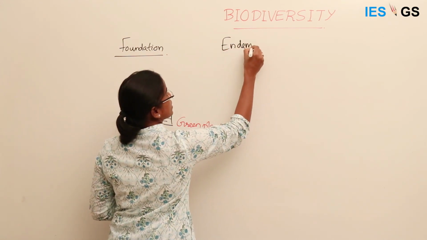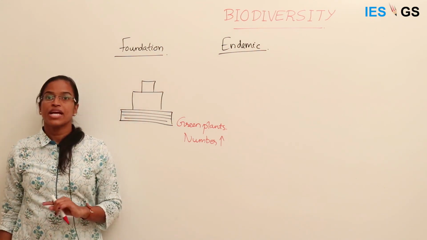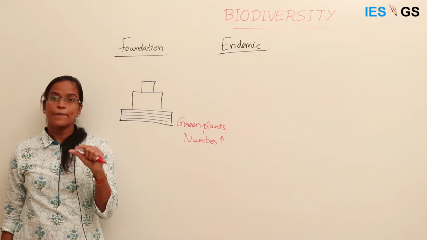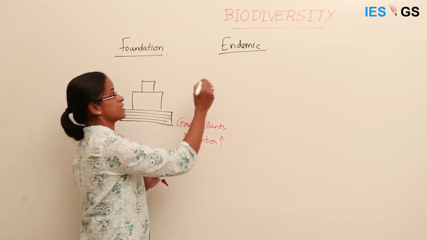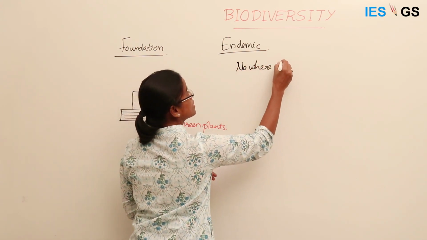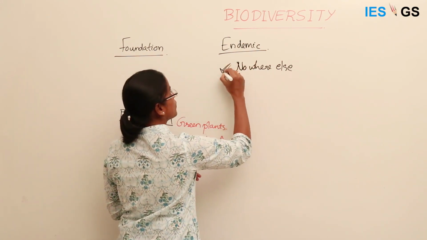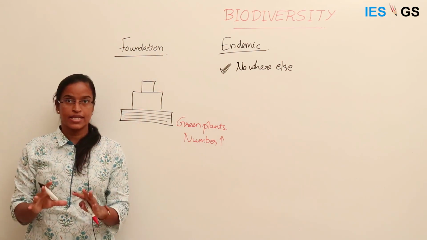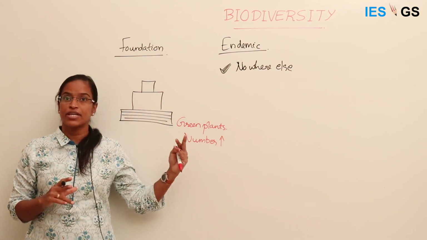Endemic species. What is endemicity? Endemicity is the feature that a species will be present only in a particular geographic area and nowhere else. That is important. They are found nowhere else, only in that particular region. Then we can tell that the species is endemic to that particular region.